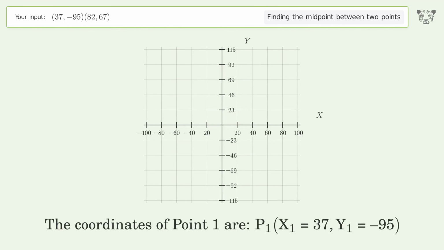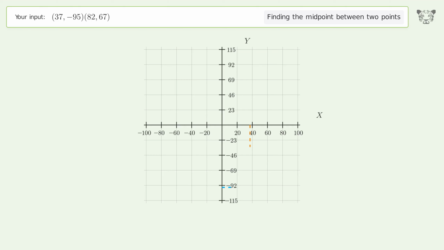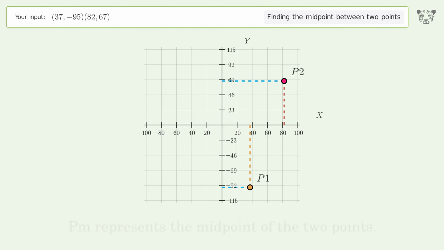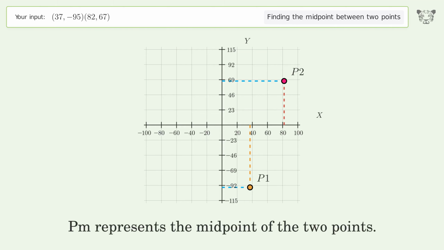The coordinates of point 1 are x1 equals 37, y1 equals negative 95. The coordinates of point 2 are x2 equals 82, y2 equals 67. PM represents the midpoint of the 2 points.